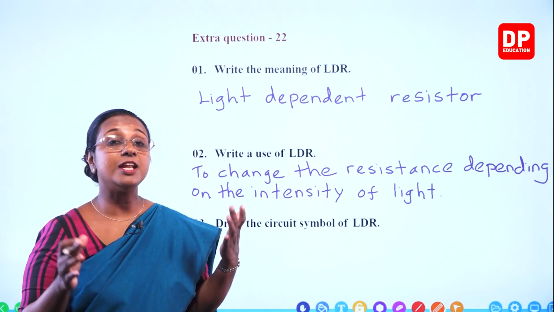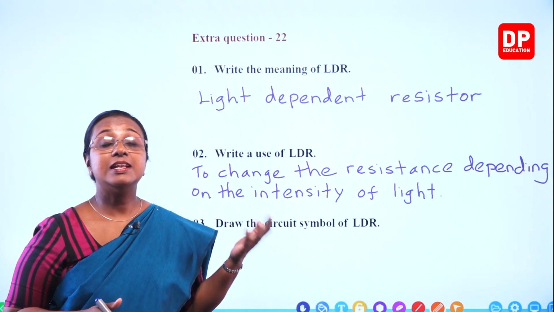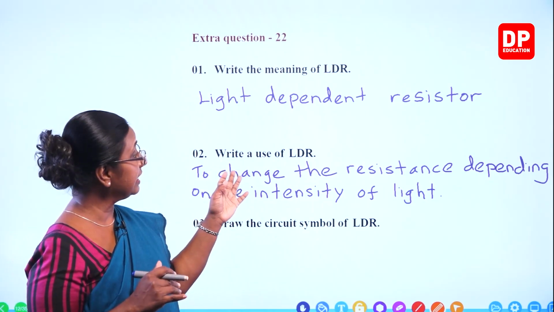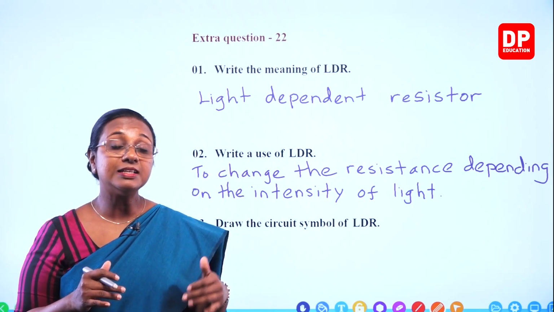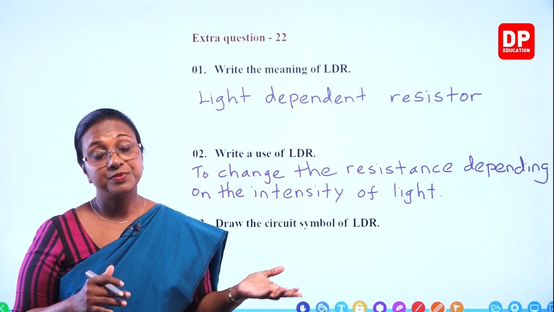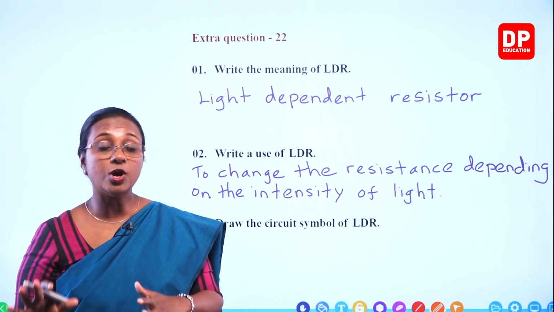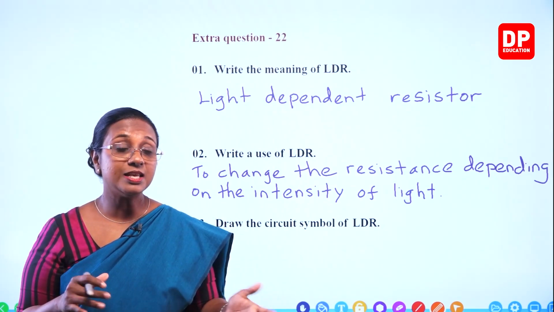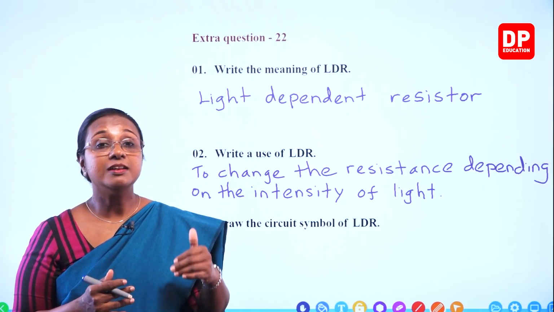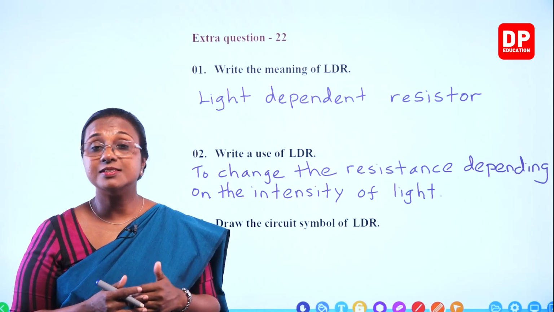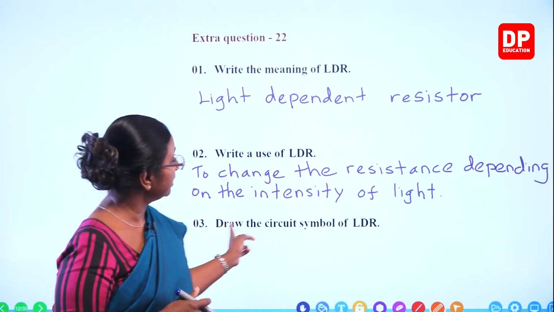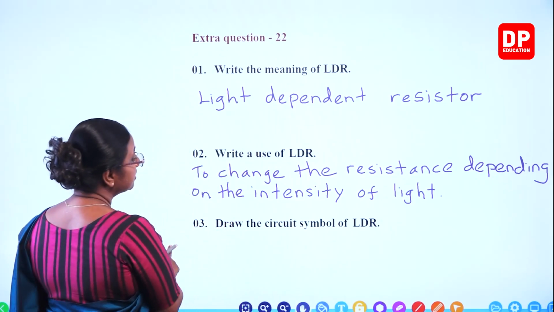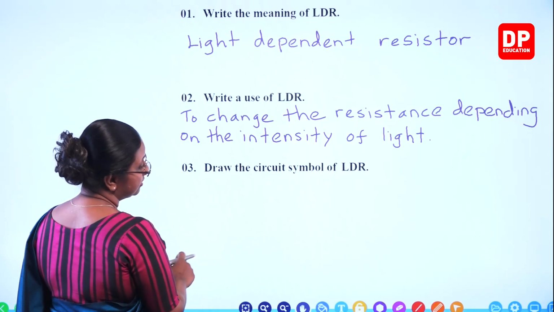When the intensity of light falling on the resistor is less, the resistance is high. When the intensity of light falling on the LDR is less, that is in the darkness, the resistance will be high. And when the intensity of light falling on the LDR is high, the resistance is less. So in other words, we can say when the light intensity falling on the resistor increases, the resistance decreases. That is how the LDR functions, light dependent resistor. Then we need to draw the circuit symbol of LDR. Draw the circuit symbol of LDR.